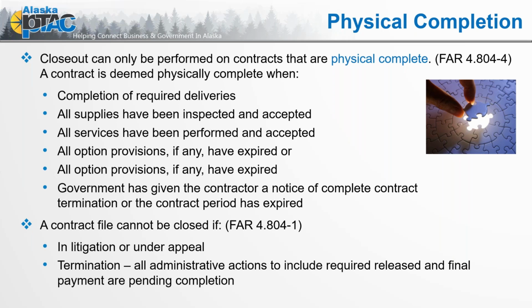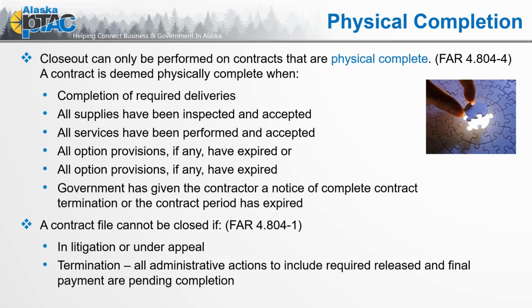The government has given the contractor a notice of complete contract termination, or the contract period has expired. What I should have said is that all option provisions, if any, have been exercised. So if you have a multiple year contract, we're looking at the entirety of the duration of that contract, the completion of the physically complete.